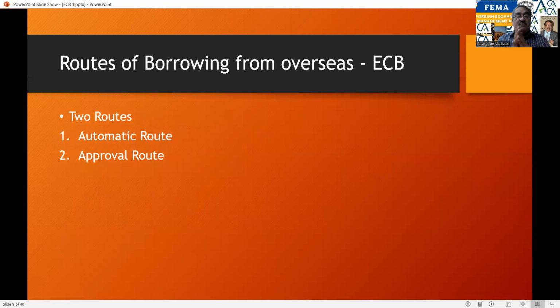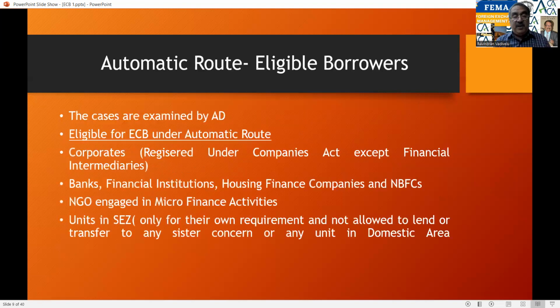There are two routes wherein you can get money by way of ECB from overseas. One is the automatic route and the second one is the approval route. Through these routes, you have to borrow. Automatic route means it's a general permission given by RBI, you can do it. And for approvals, for each and every transaction, you have to get the approval of RBI.